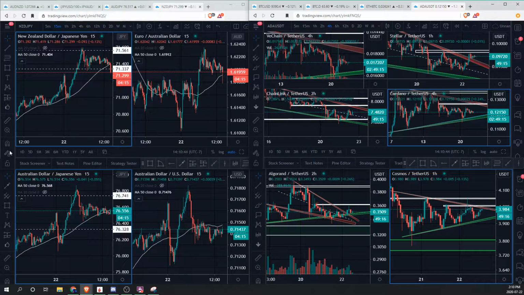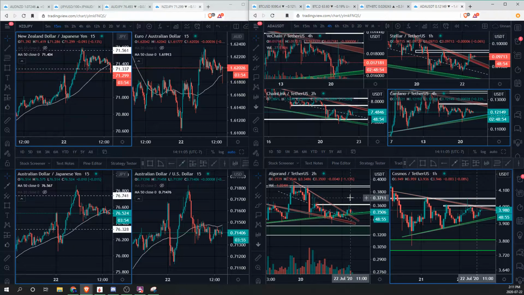Algo also, this bottom half right here, the price action already broke, the descending wedge already broke, but the structure has not broken. So Algo and Stellar are the ones that I'm looking at to enter probably the soonest, depending on how things go. And then Cosmos is up there, which is also Atom, same thing.